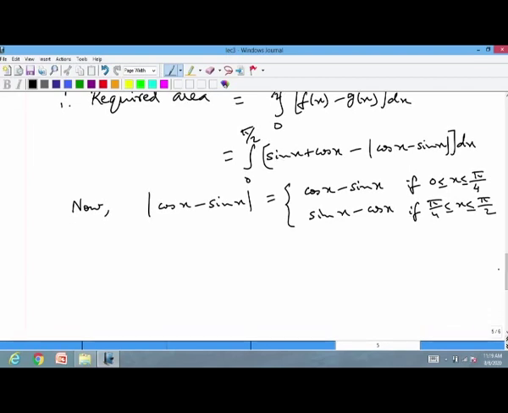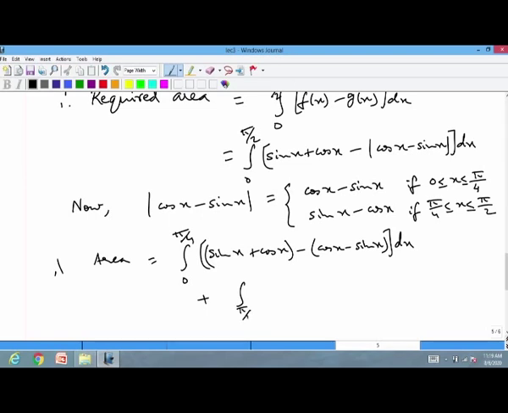So, therefore, this integral we can write as the integral from 0 to pi by 4 of sin x plus cos x minus cos x minus sin x dx, plus the integral from pi by 4 to pi by 2 of sin x plus cos x minus sin x minus cos x dx.